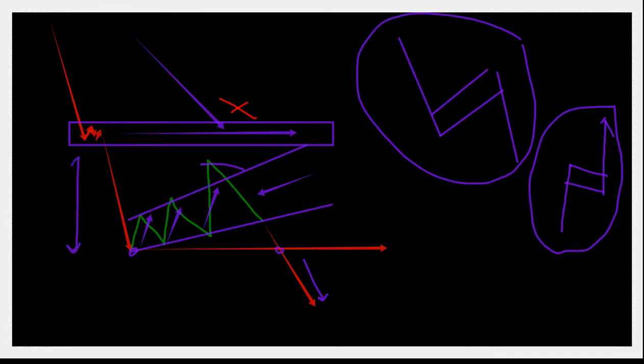So it'd be like an ABCD, but you measure the CD from the level at which the flag line breaks, right? So that's your basic flag structure.